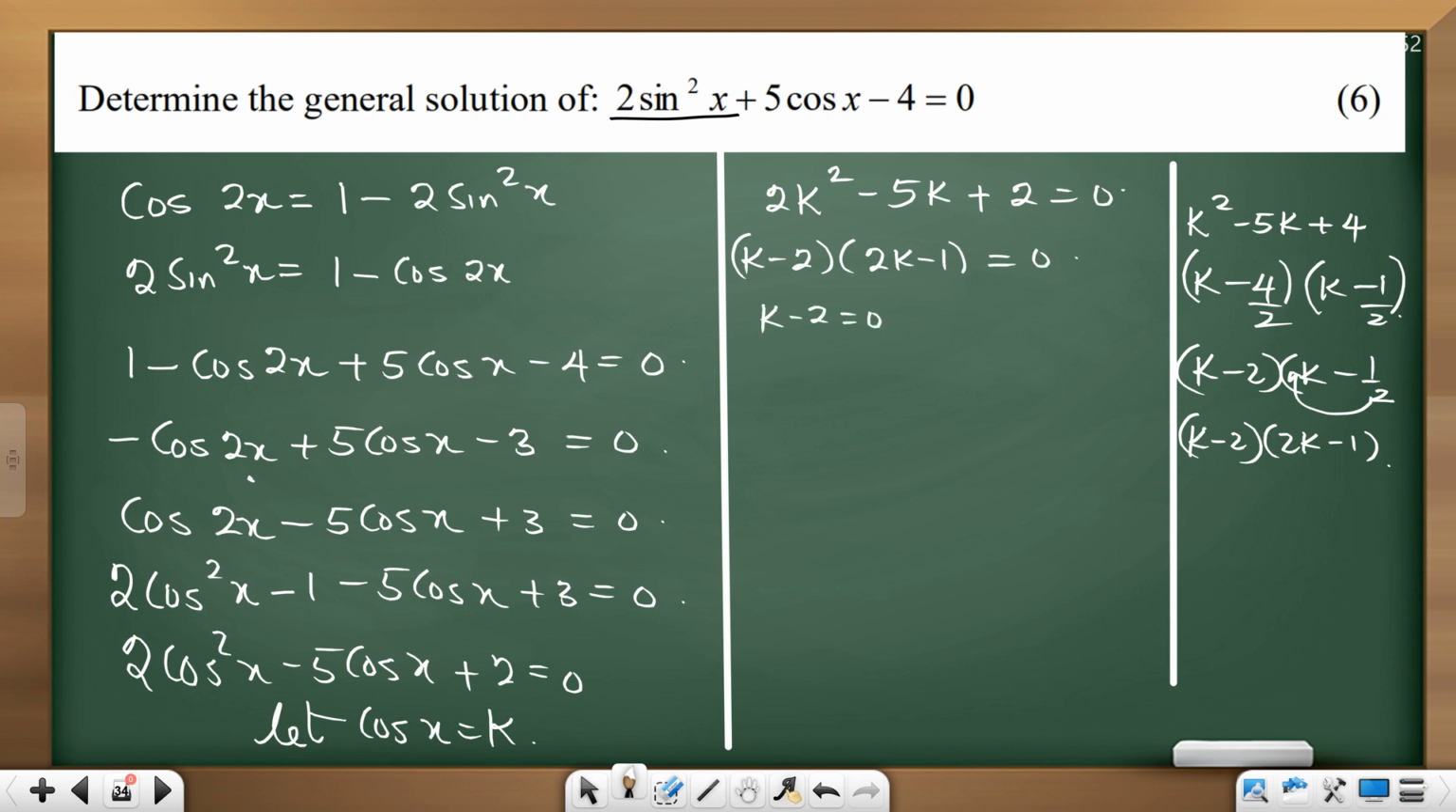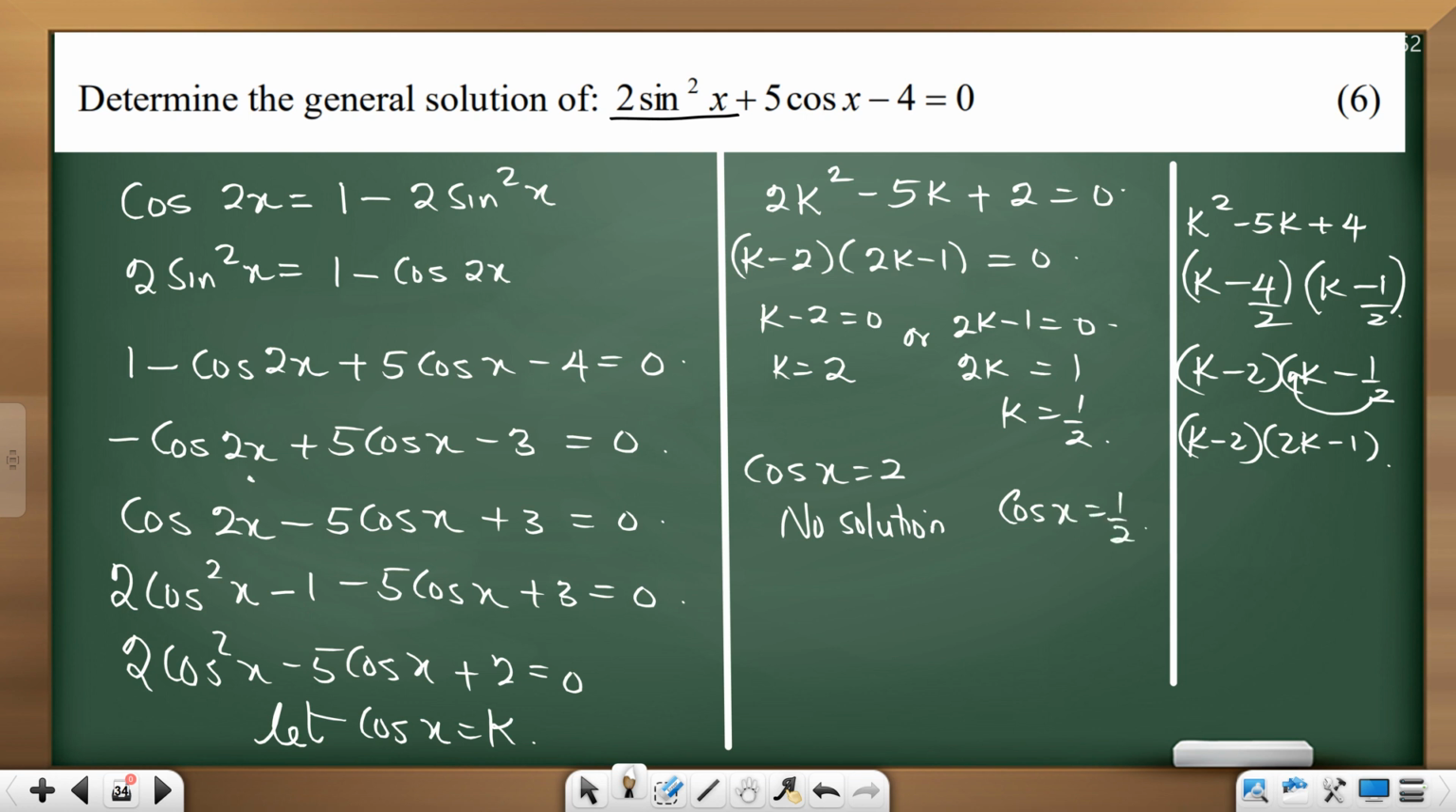k minus 2 equals 0, so k equals 2. Or 2k minus 1 equals 0, 2k equals 1, k equals half. But I'm not interested in k. Right? What do we have? Cos x equals 2. Do you know there's no solution here? Why? The maximum value of cos x is 1. We just spoke about that. What do I have here? Cos x equals half. Now, general solution on that.